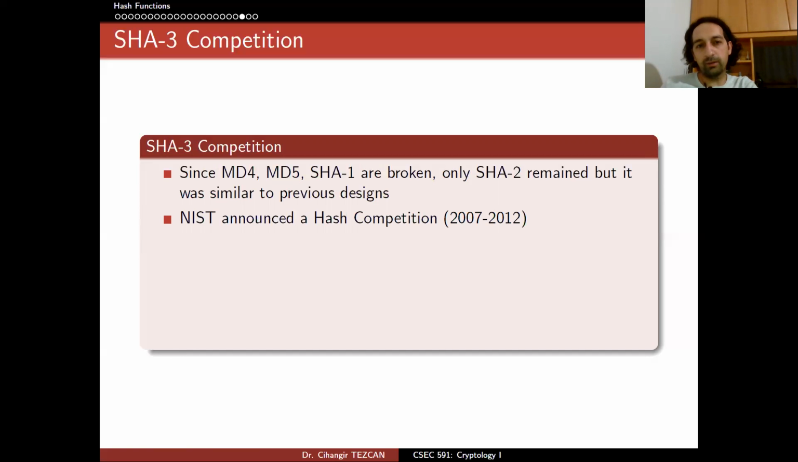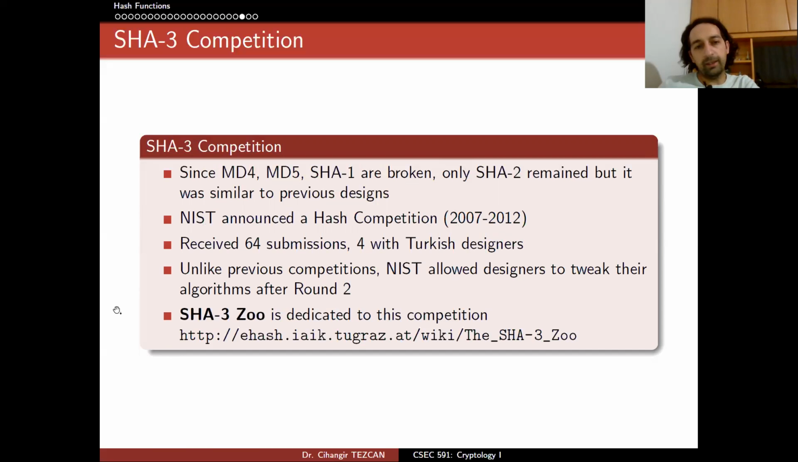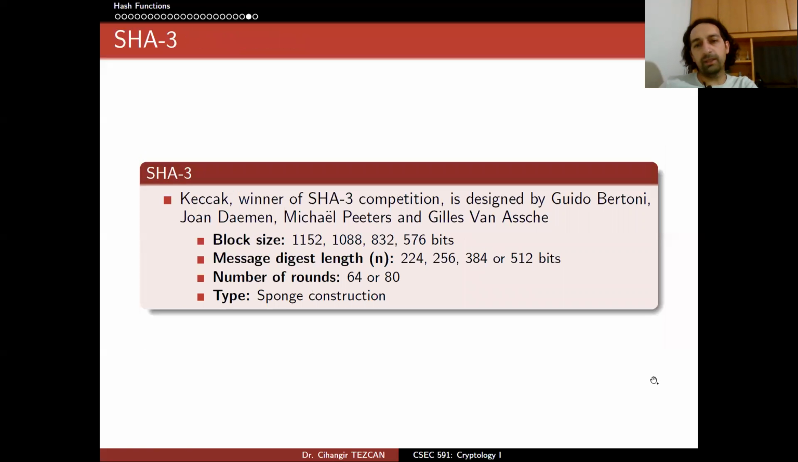So NIST announced a hash competition to have a plan B. In case SHA-2 is broken, we can migrate to another hash function. This competition was held between these years. It received 64 submissions, and there were 4 submissions with Turkish designers. Almost all information about this competition can be obtained from this web page. But at the end, Keccak was the winner of this competition, and it is now named SHA-3.